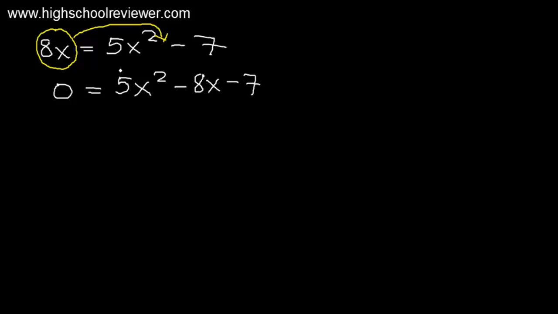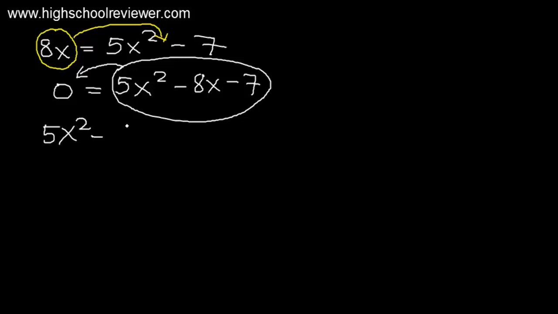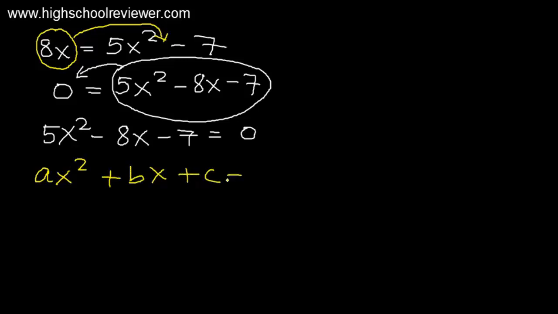So we can interchange this, okay? This one, let's interchange that with 0. So this will be 5x squared minus 8x minus 7 equals to 0. So this is now a quadratic equation of the form ax squared plus bx plus c equals to 0. So again, this is of the form ax squared plus bx plus c equals to 0. Let us now find the values of a, b, and c.